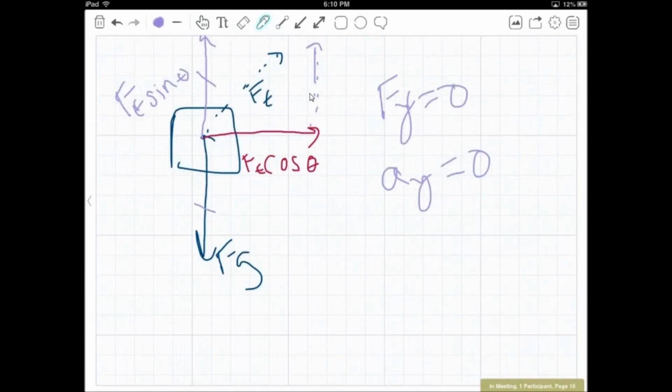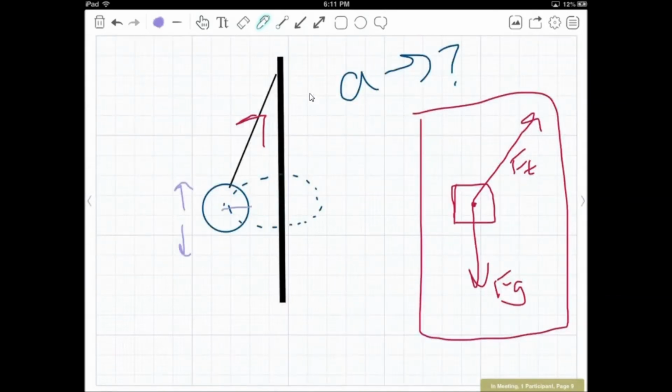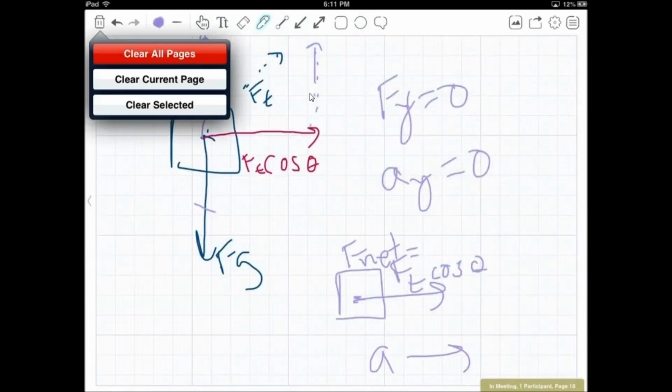So where does the acceleration point? Well, these two forces are gone. I'm just left with the net force equaling Ft cosine theta, my tension force. This would be net force equals this. So the acceleration has to point in the same direction, which would be towards, once again, the center of this circle, and not at an angle. It's a pretty good conceptual question right there.